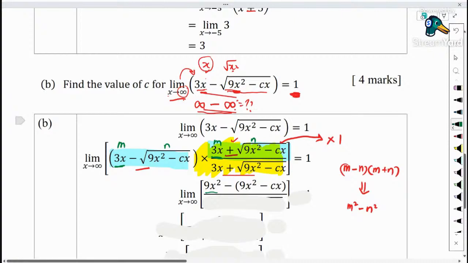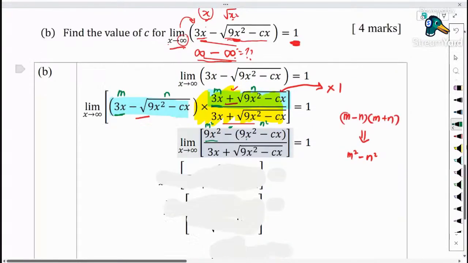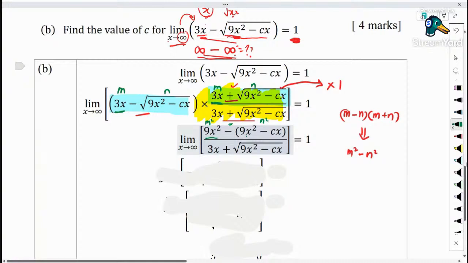Whereas the square root term, when you square it, we just get rid of the square root. So what you happen to see is that this is m squared, n squared, and they minus each other. The denominator is maintained the same. The right hand side term, also equal to 1, is maintained the same. We copy back. Then we jump to here.